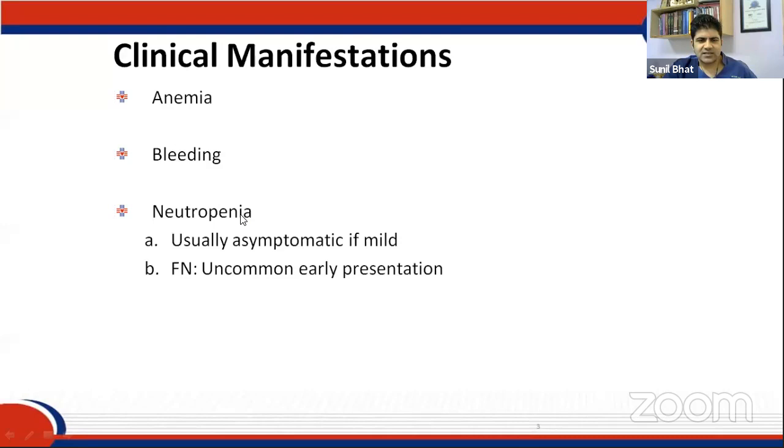Neutropenia is, as I said earlier, a very important aspect of pancytopenia. It may be mild and asymptomatic if the neutropenia is quite mild, but sometimes these patients can present with neutropenic fevers or febrile neutropenia, which we all know is a medical emergency.